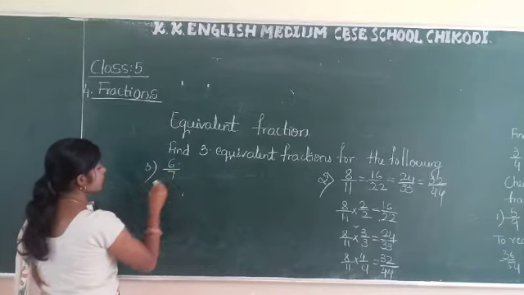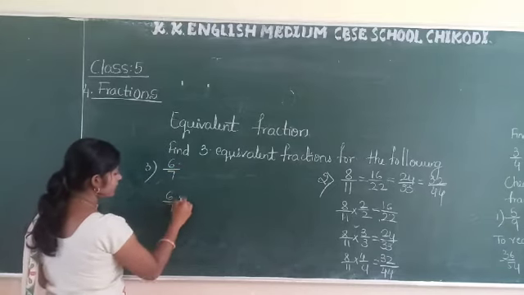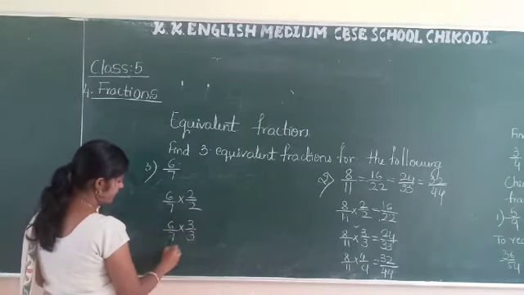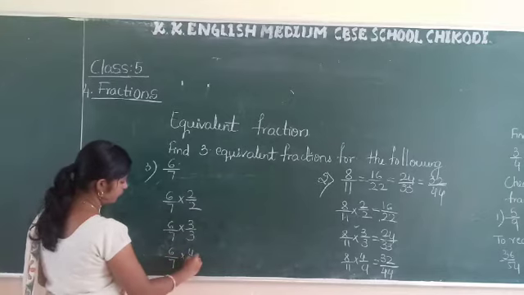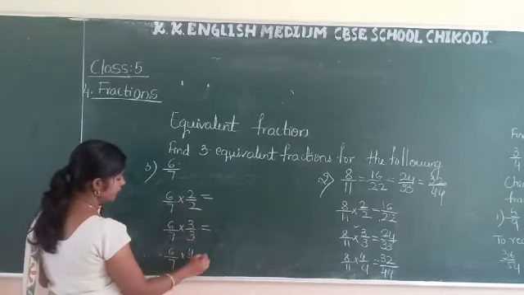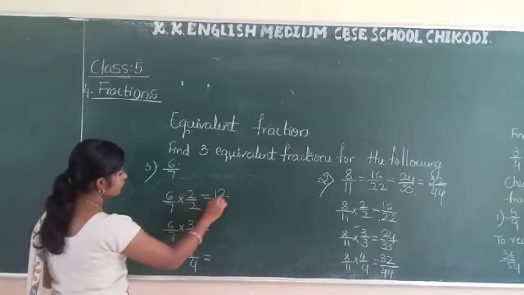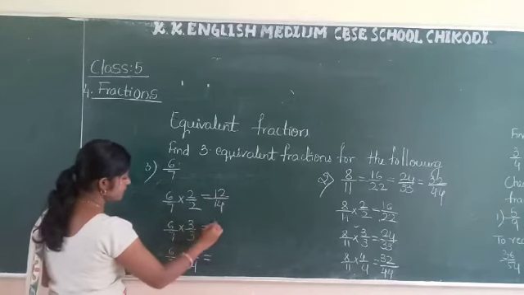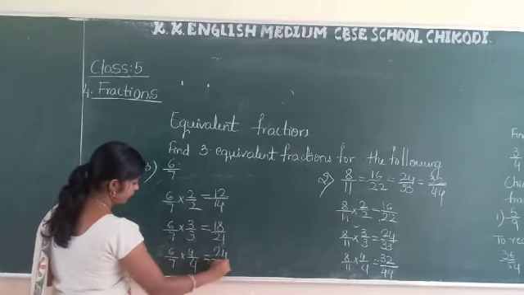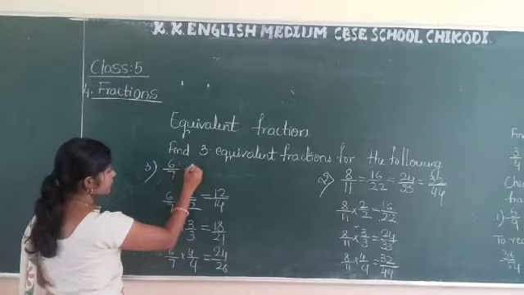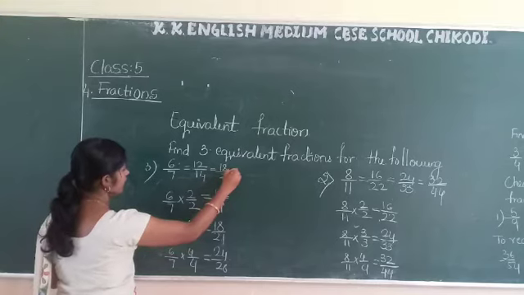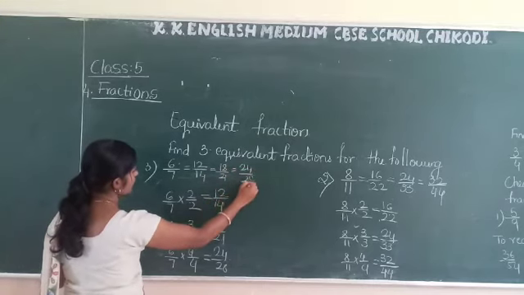Here also what to do? You have to take 6 by 7 and multiply with 2 by 2, 6 by 7 with 3 by 3, 6 by 7 with 4 by 4. Don't forget to take the denominator also. Don't multiply only with the numerator. 6 2s are 12, 7 2s are 14, 6 3s are 18, 7 3s are 21, 6 4s are 24, 7 4s are 28. Here you take 12 by 14, next 18 by 21, next 24 by 28.